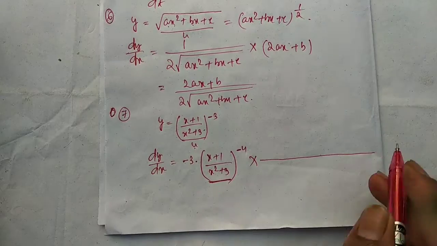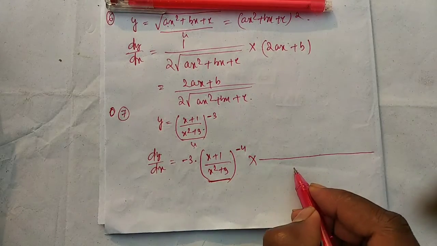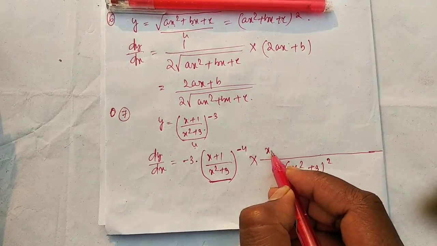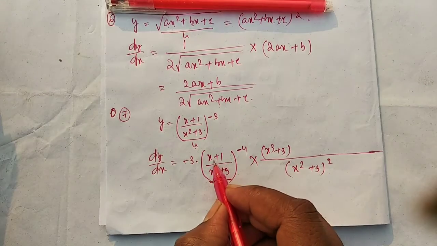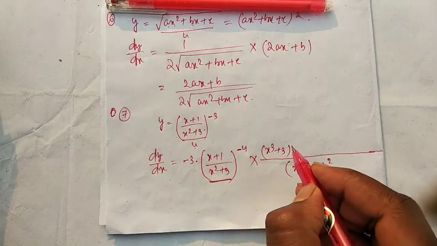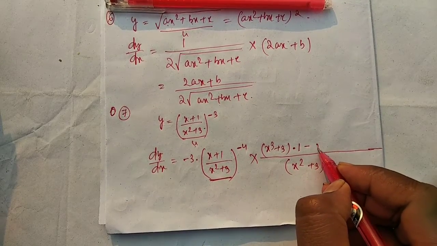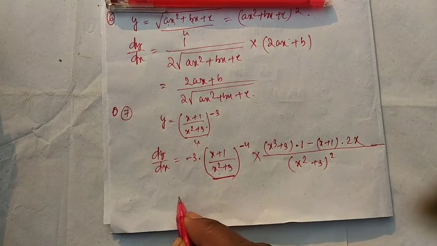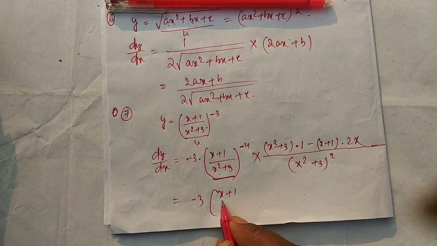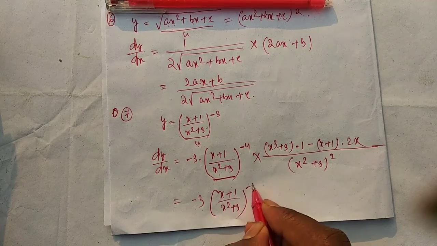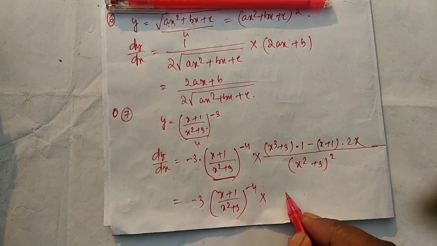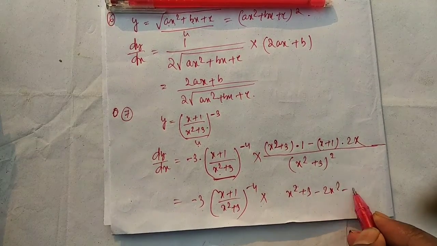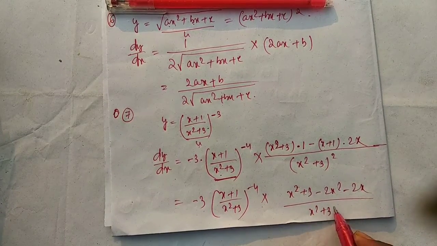To take its derivative, we have to apply the division rule. Two functions are divided, so it is the square of the denominator; in the numerator, denominator into derivative of numerator. Derivative of numerator will be x plus 1, whose derivative is 1, minus numerator into derivative of denominator. Denominator derivative is 2x. So this will be minus 3 into x plus 1 by x square plus 3 to the power minus 4, into, solve the numerator part, x square plus 3 minus 2x square minus 2x upon x square plus 3 to the power 2.